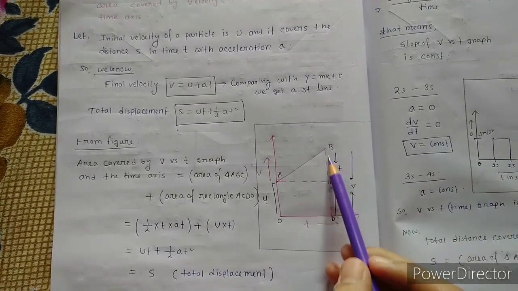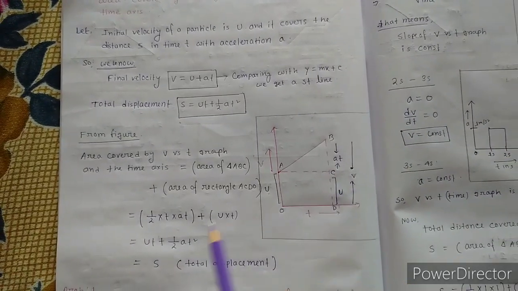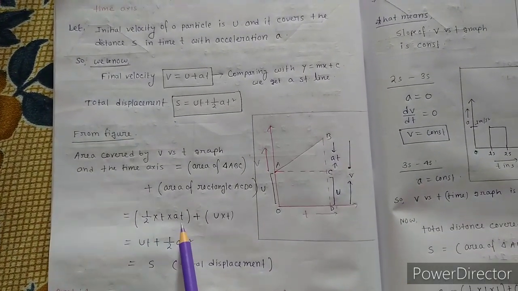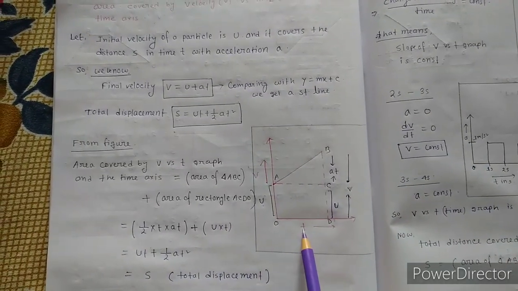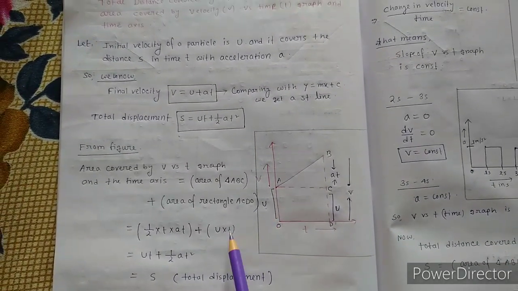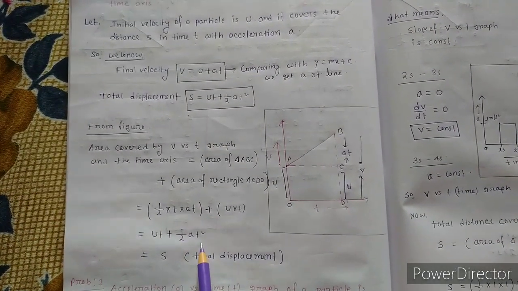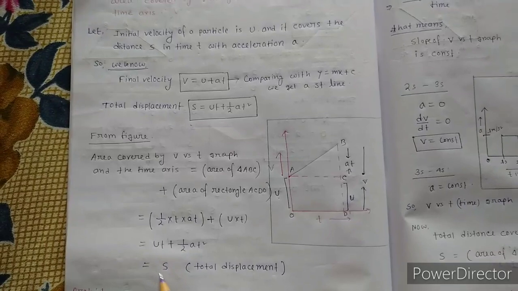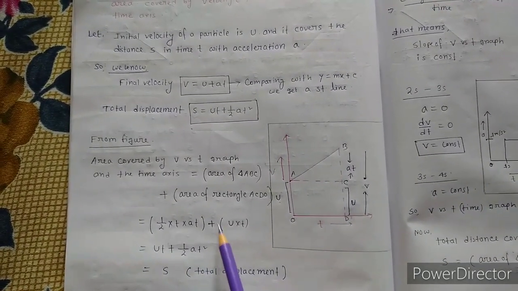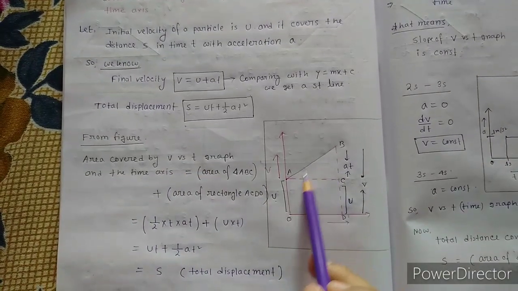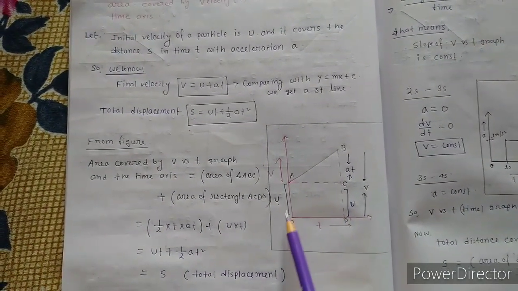Now the area of the triangle ABC is half into base into height. So we get half into t into at. And the area of the rectangle ACDO is length into breadth, so u into t. So we get ut plus half at square. That is nothing but the total distance covered by the particle. So it is proved that the area covered by the v versus t graph and the time axis t equals the total distance covered by the particle.